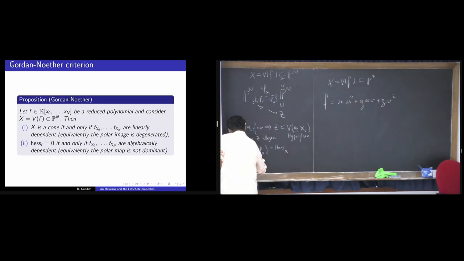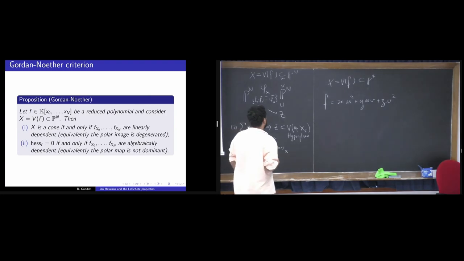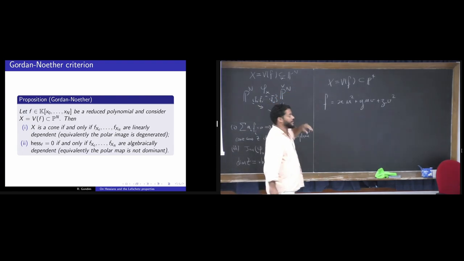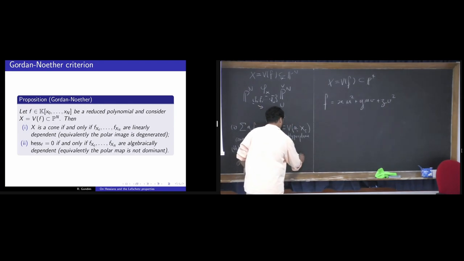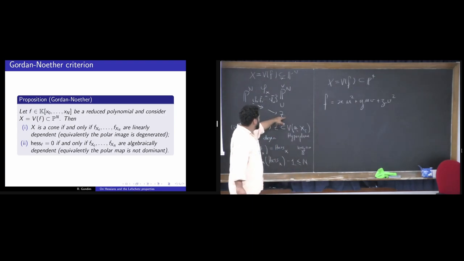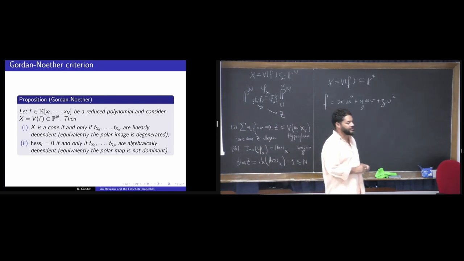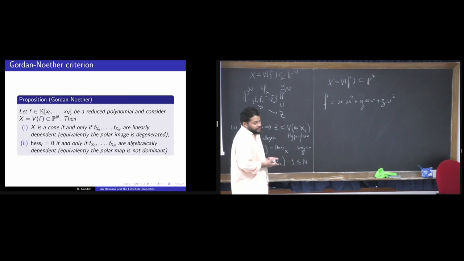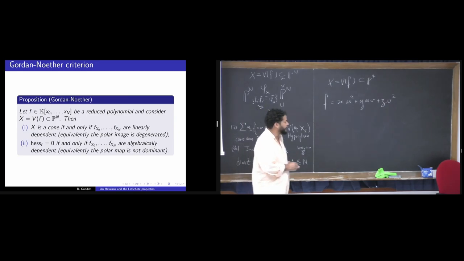So the dimension of the polar map, by the Jacobian criterion, is the rank of the Hessian minus one. In particular, the Hessian is vanishing if and only if this rank is not n plus one, so it is less than or equal to n. Then the polar map is not dominant, which is equivalent to saying that there is an algebraic relation of dependence among the partial derivatives of f.